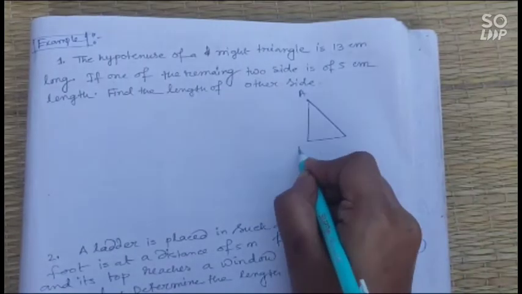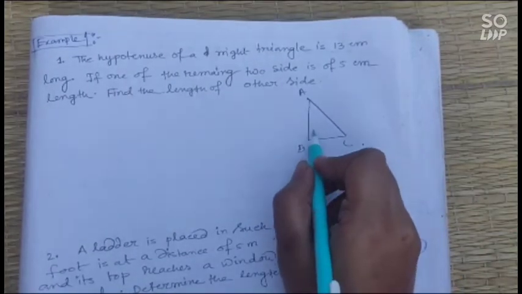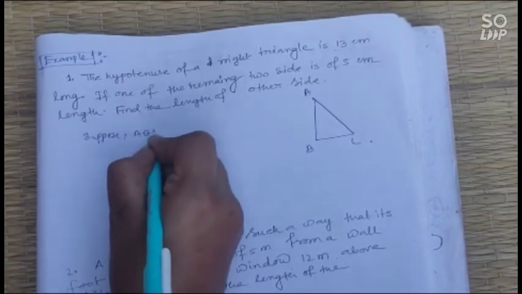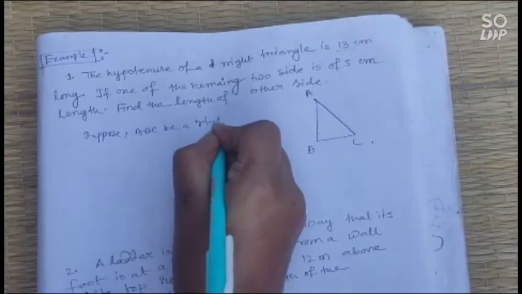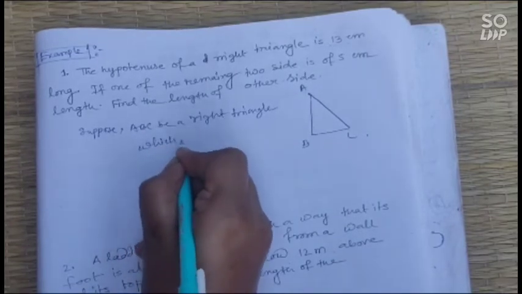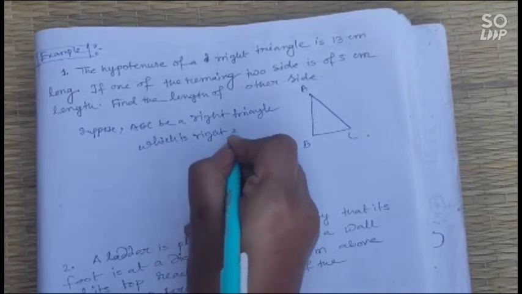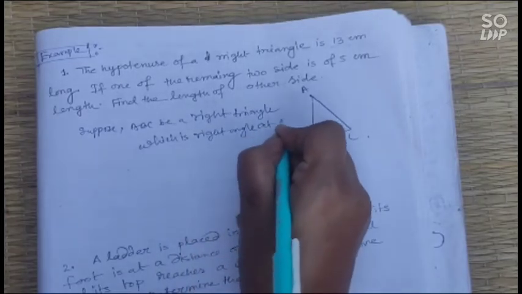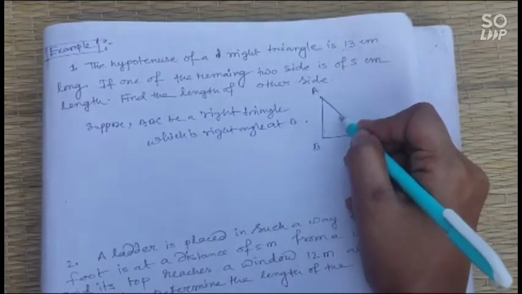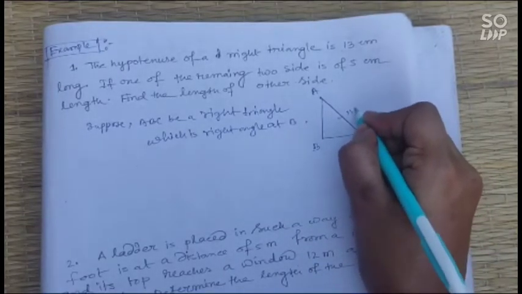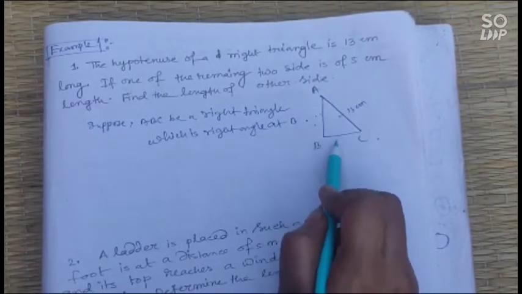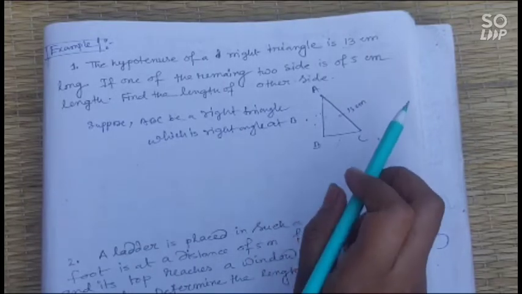Suppose ABC is a right triangle which is right angle at B. So by Pythagoras, the length of this side is given. This side is 13 centimeter. And between these two sides, one of the sides is given. You have to find the other side.